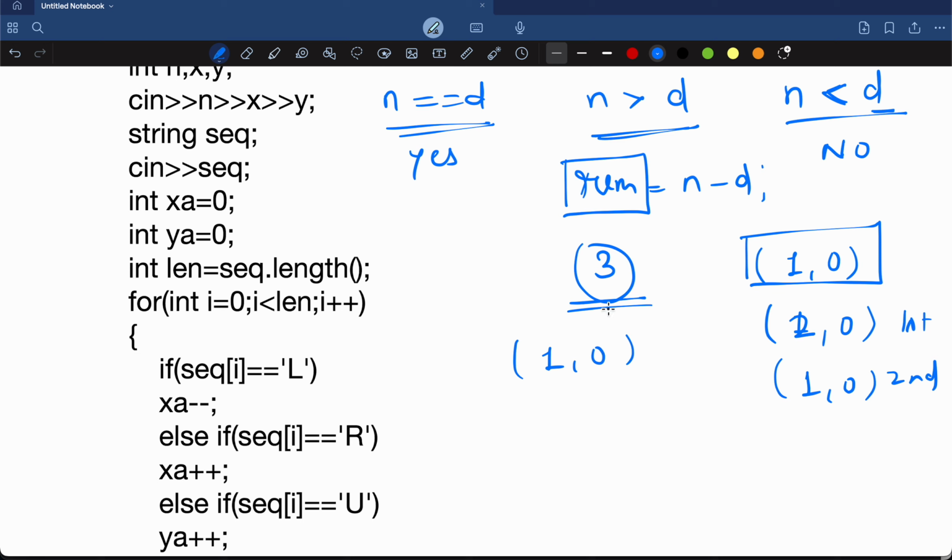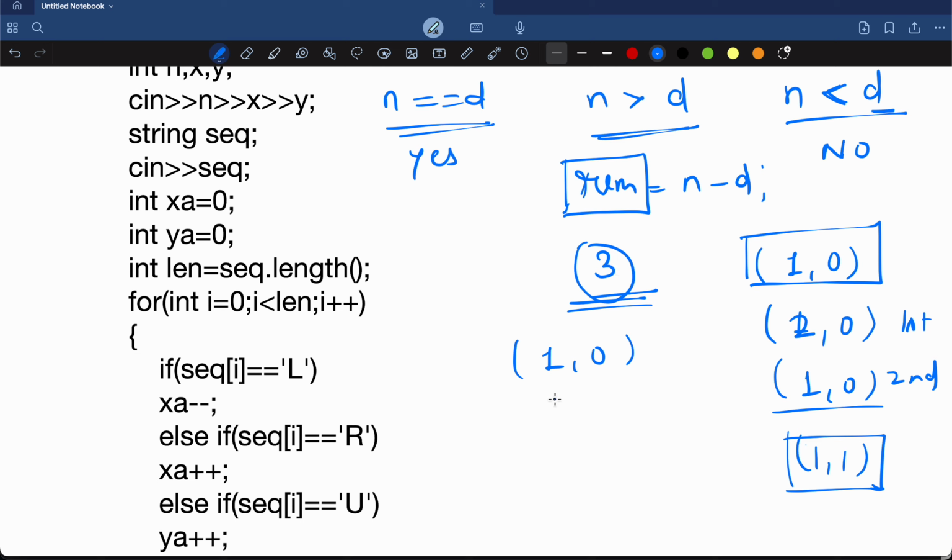But as the number of moves is 3, by the second move I am left with the only option that I have to make a move. So I cannot come back here again. I will make it 1, 1 or anything, but I am not at the position where I am supposed to be. From this example we can draw the conclusion that if the remainder is odd, then we cannot make it. If it is even, then we can make it.